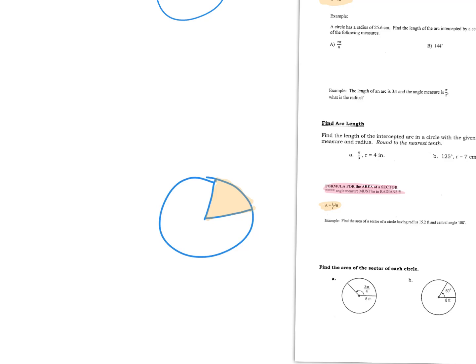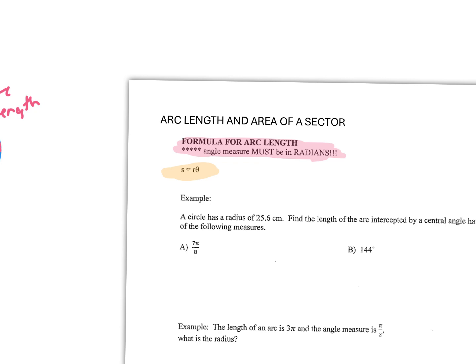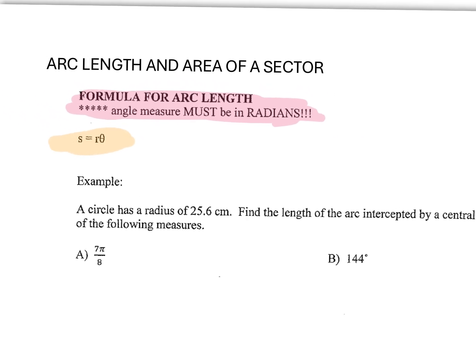All right, so two formulas. Like I said, I will give you the formula itself on the quest, but I will not give you the reminder that your angle measure has to be in radians. You have to remember that, okay? So you do need to know what each thing is that is being represented here.